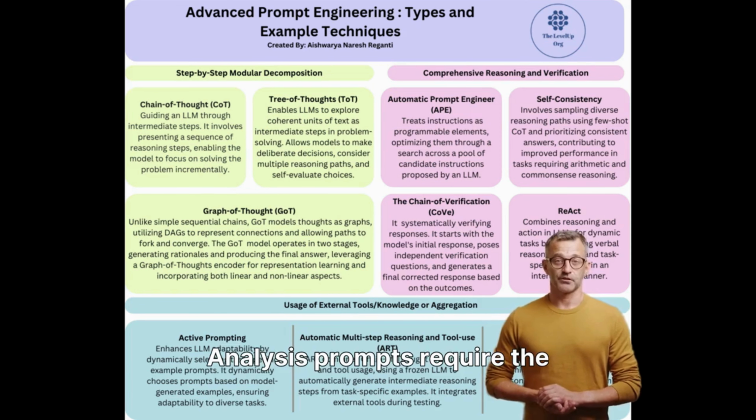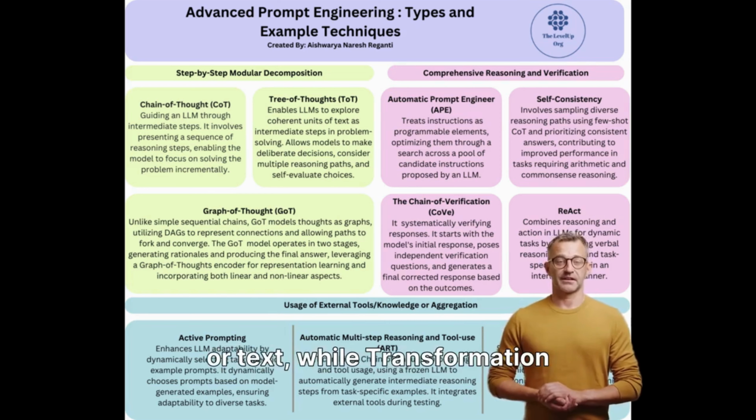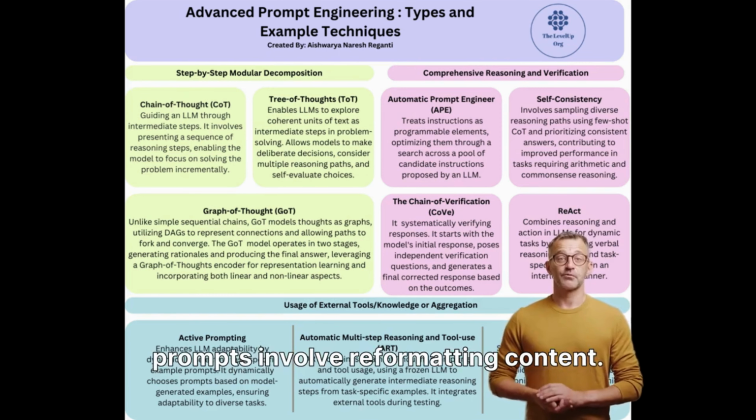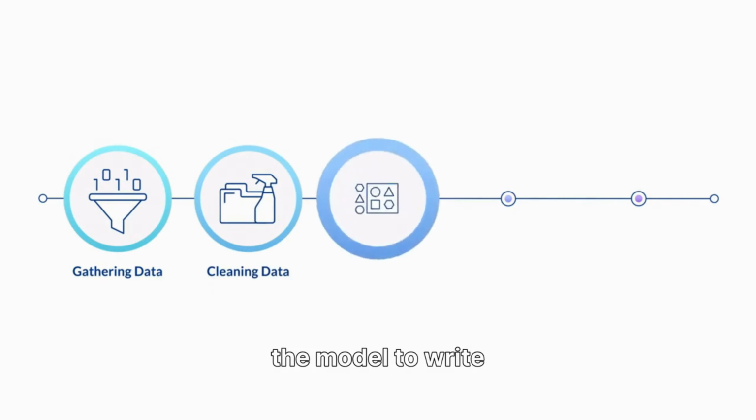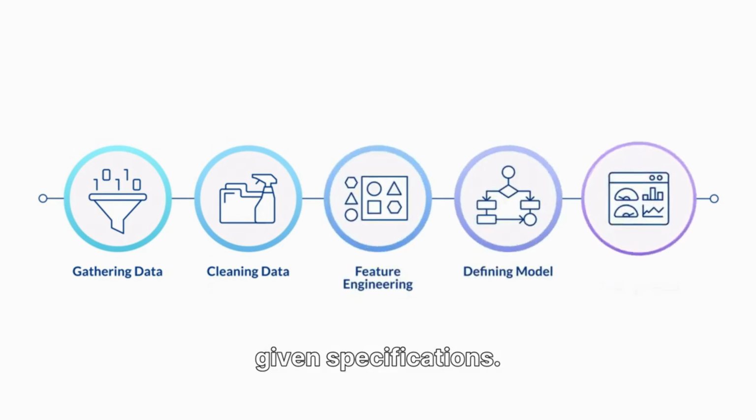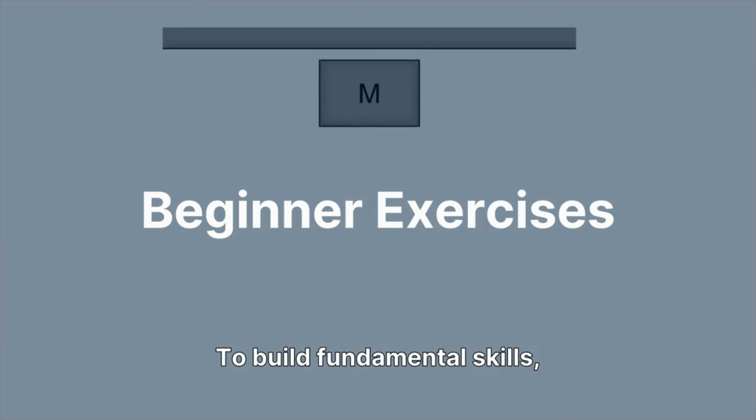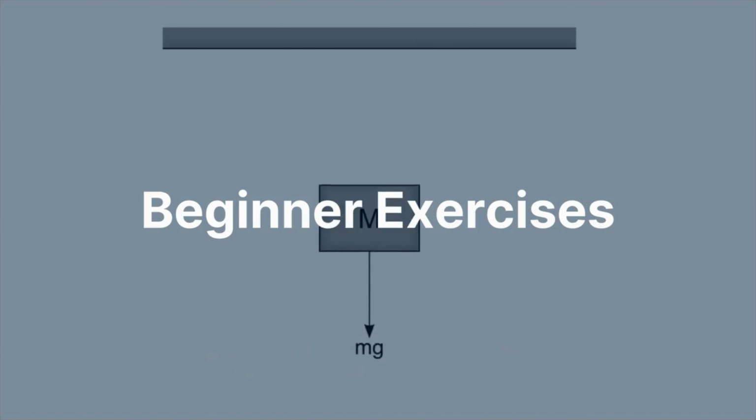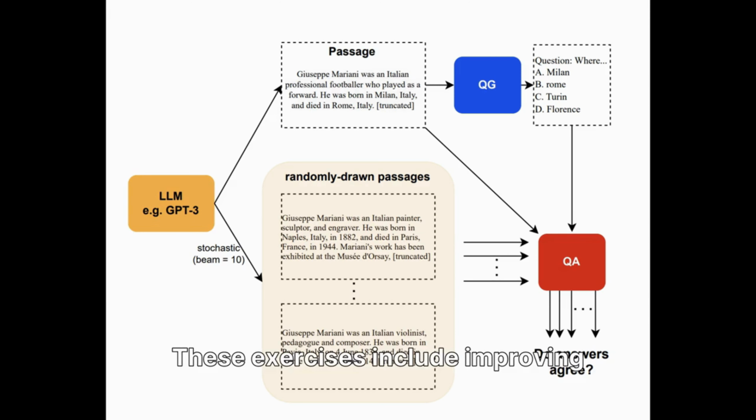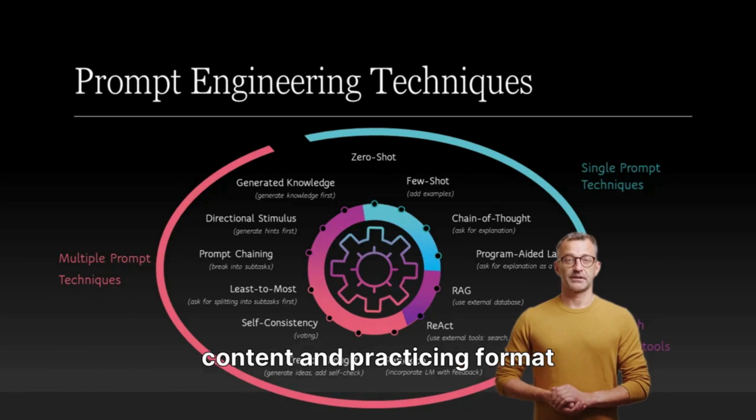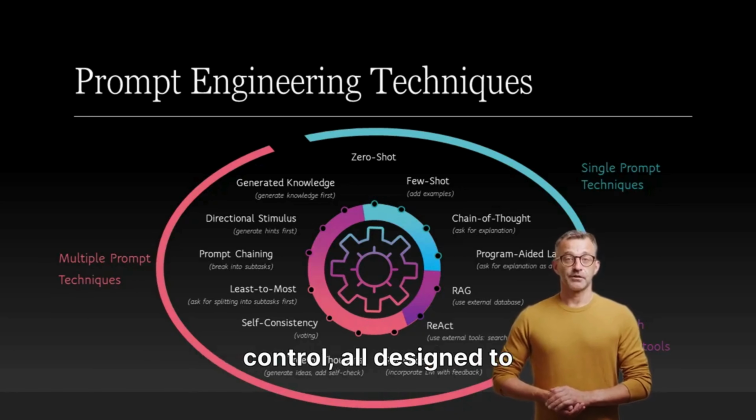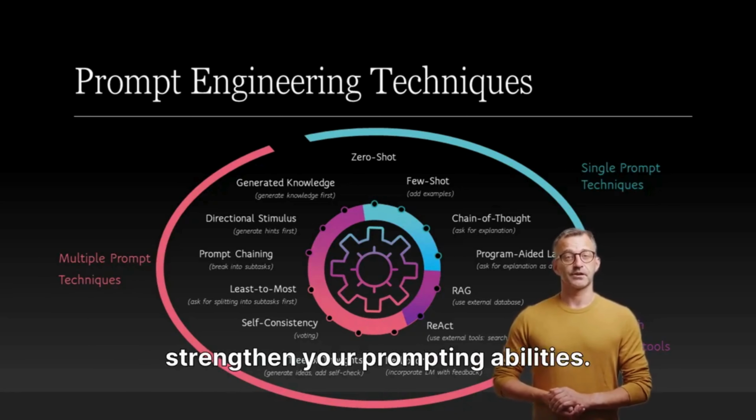Analysis prompts require the model to interpret data or text, while transformation prompts involve reformatting content. Code generation prompts instruct the model to write programming code based on given specifications. To build fundamental skills, we have beginner exercises. These exercises include improving vague prompts, adding context and constraints, and experimenting with temperature settings. Further exercises involve transforming content and practicing format control, all designed to strengthen your prompting abilities.